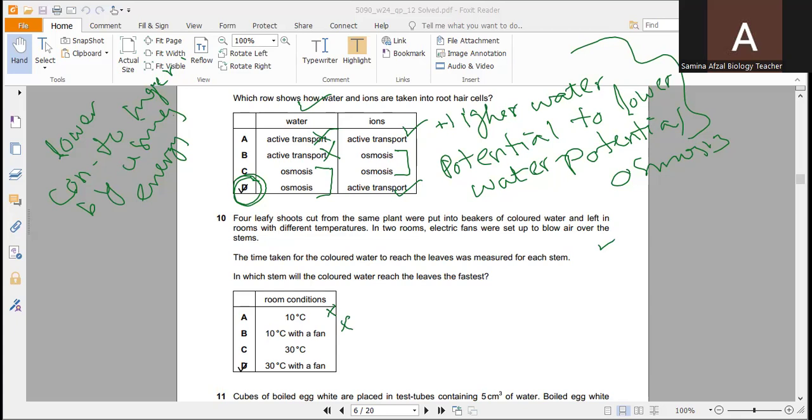At 30 degrees C, higher temperature will increase transpiration rate. Yes, but when there is a fan and the temperature is high, the combination will increase the rate of transpiration. So the combination of high temperature and the fan will maximize the rate of transpiration. So colored water will reach the leaves fastest in the stem in option D, when there is high temperature, that is 30 degrees centigrade, and there is a fan, which will increase the rate of transpiration.